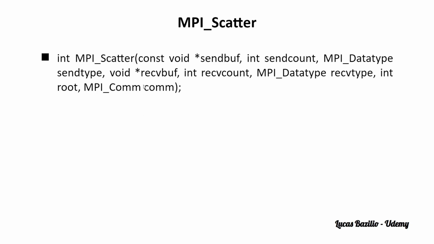Then we have this integer root. This root is very important. This is the rank of the sending process. That is the process that scatters the data. This process distributes the data. And finally, we have the communicator, right? This is the group of processes over which this scatter operation is performed.